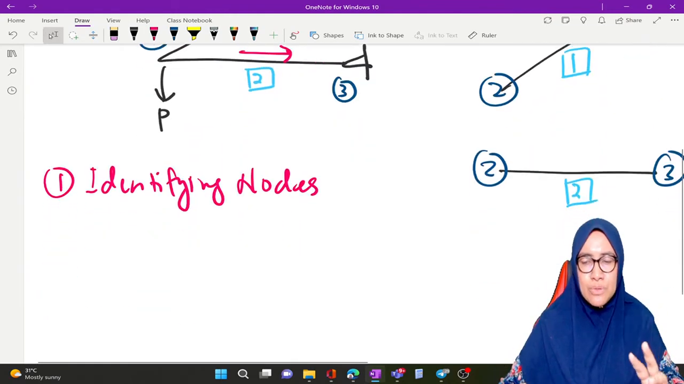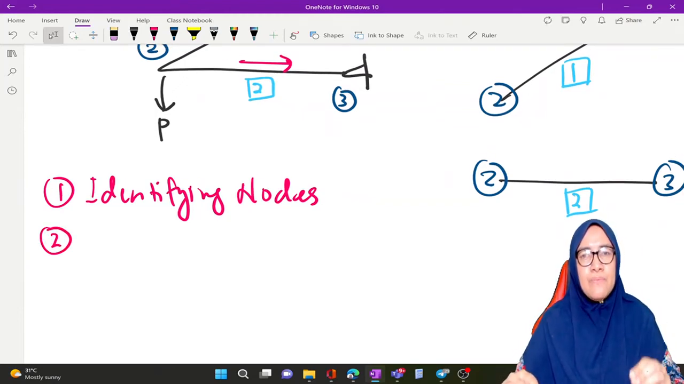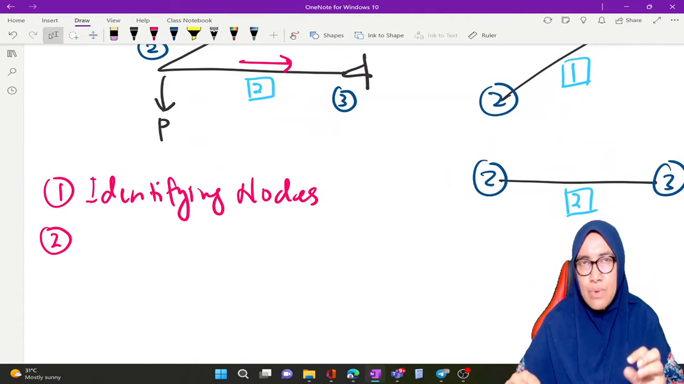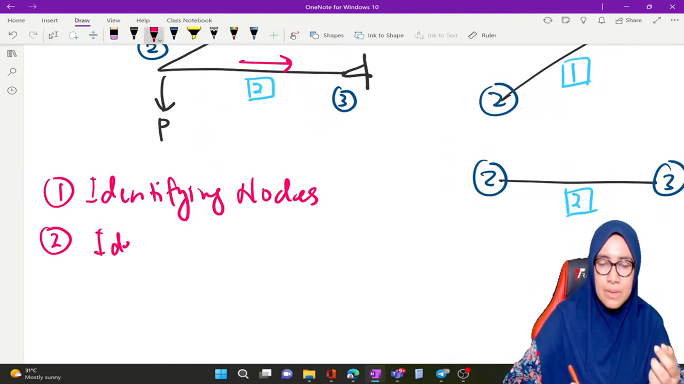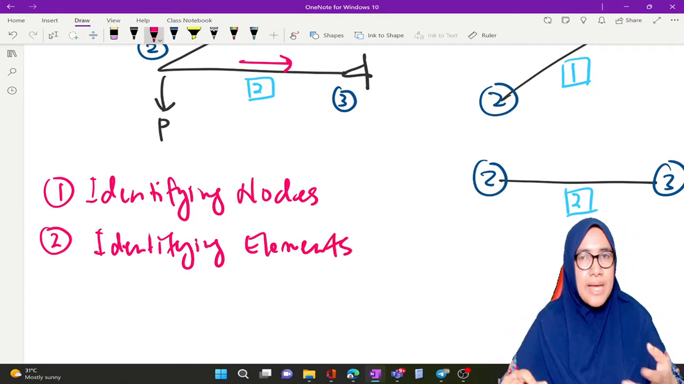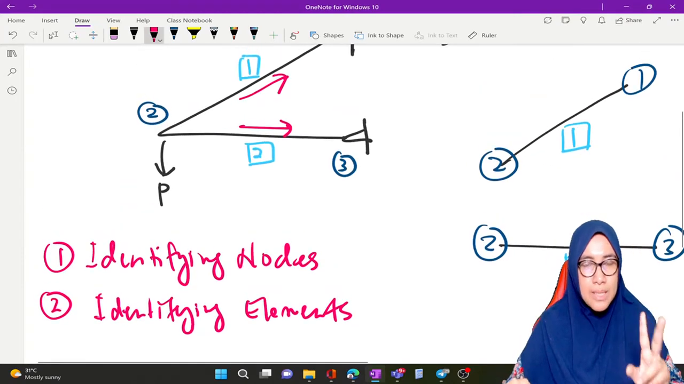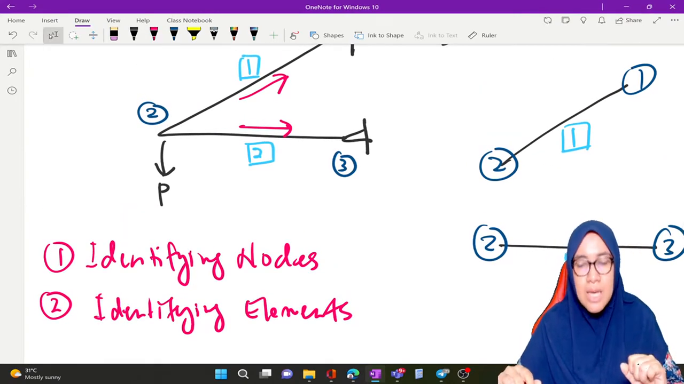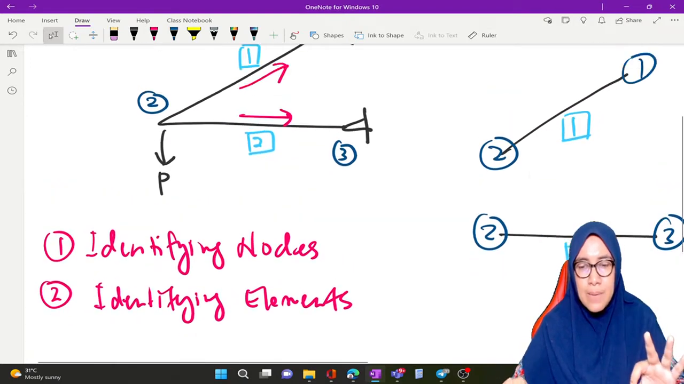Step number 2, we have to identify elements. So step number 2 is identifying elements.